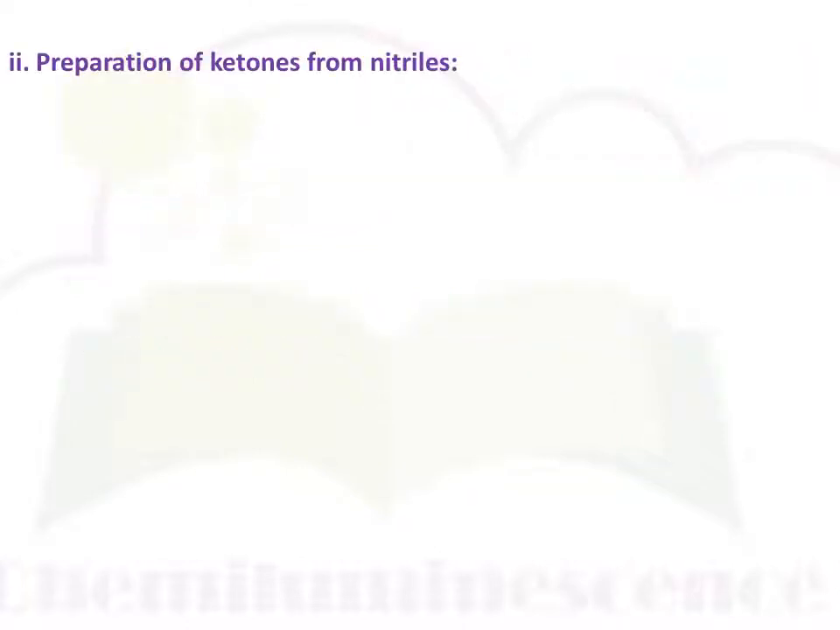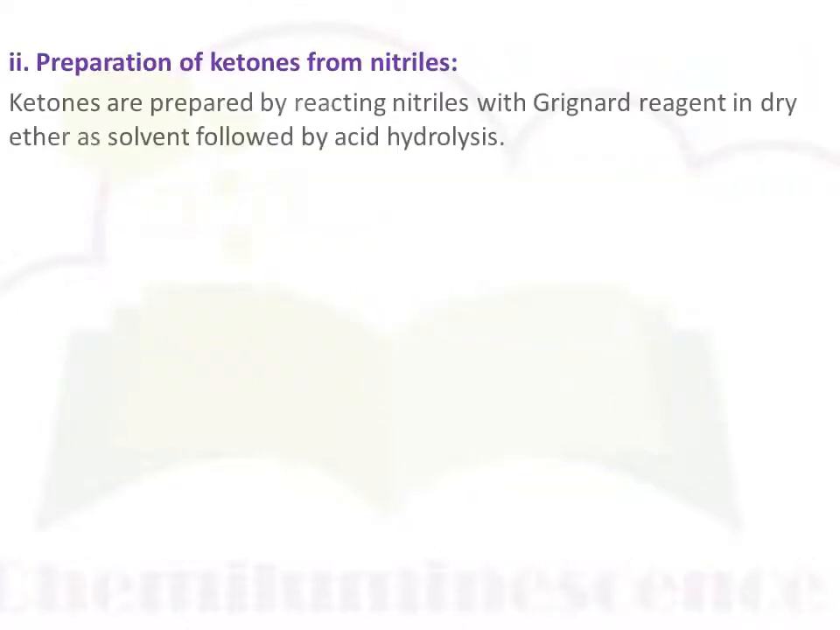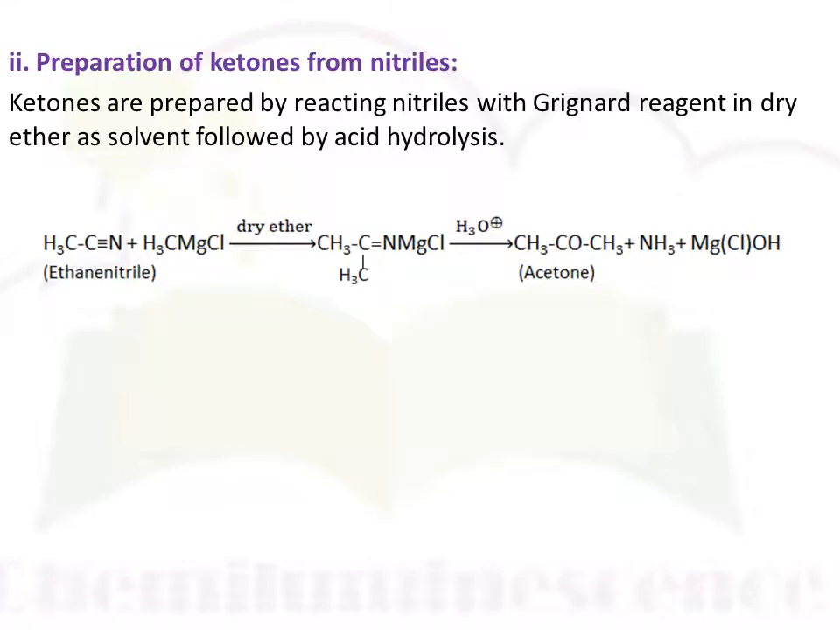Next, we will study preparation of ketones from nitriles. Nitriles on reaction with Grignard reagent in dry ether as a solvent, followed by acid hydrolysis, give ketones. Let's see with the help of an example. Here on reaction of methyl magnesium chloride with ethane nitrile in presence of dry ether, we get this compound, which on further acid hydrolysis gives acetone, ammonia and MgClOH as products.